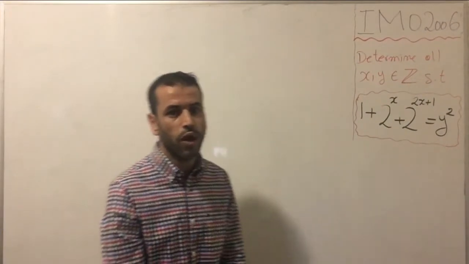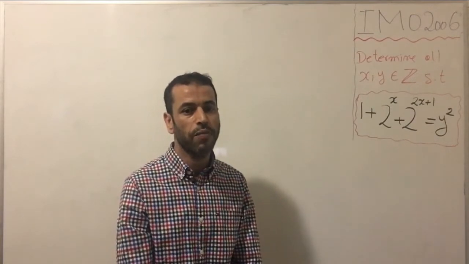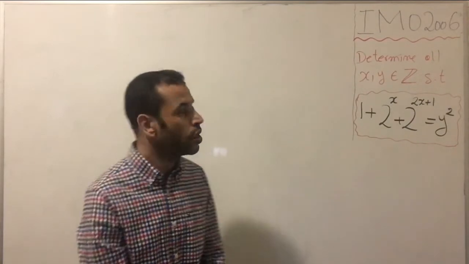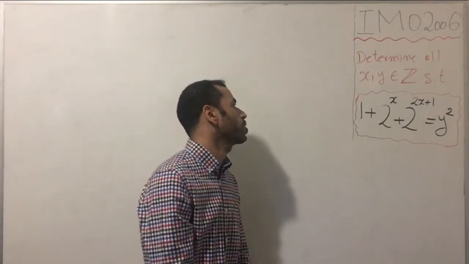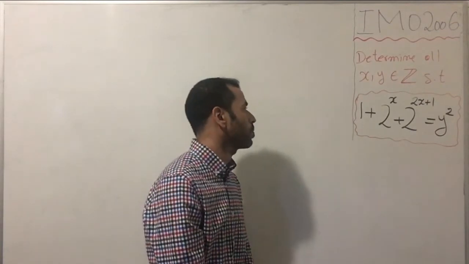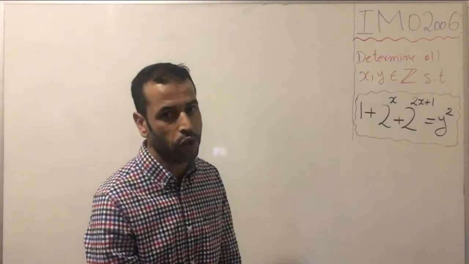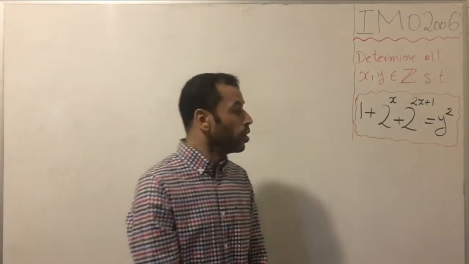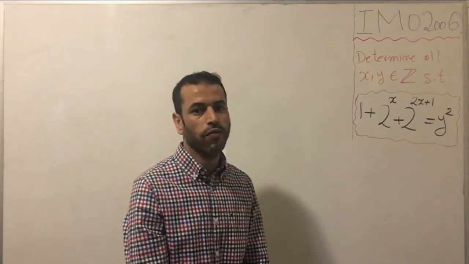In today's video, I'm going to look at a very interesting problem from the International Mathematical Olympiad of 2006. The question: determine all integers x and y such that 1 plus 2 to the x plus 2 to the x plus 1 equals y squared. Before we start, you can try to give hints to this problem and keep watching for the full solution.